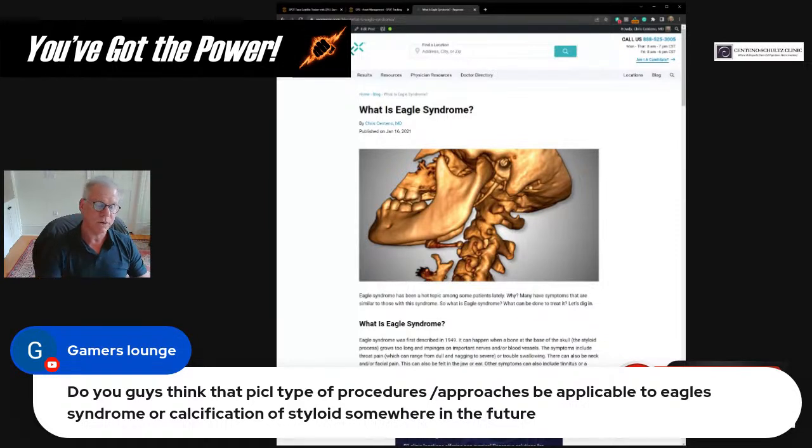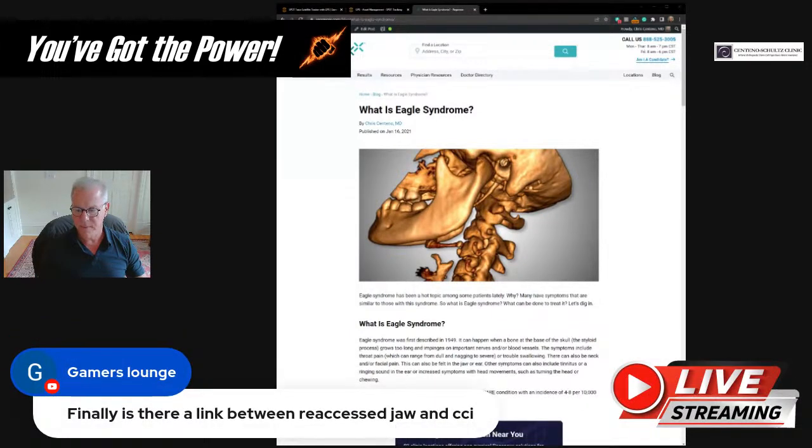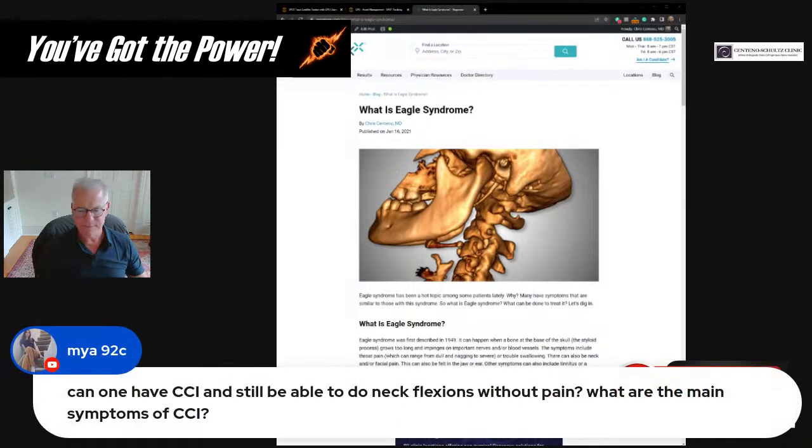Then we get into why it is calcified and how that can interact with craniocervical instability. So probably better to go to the Regenexx.com website, look up Eagle syndrome, and that'll be described in there. Finally, is there a link between a recessed jaw and CCI? Not that I know of, if you mean a small mandible.